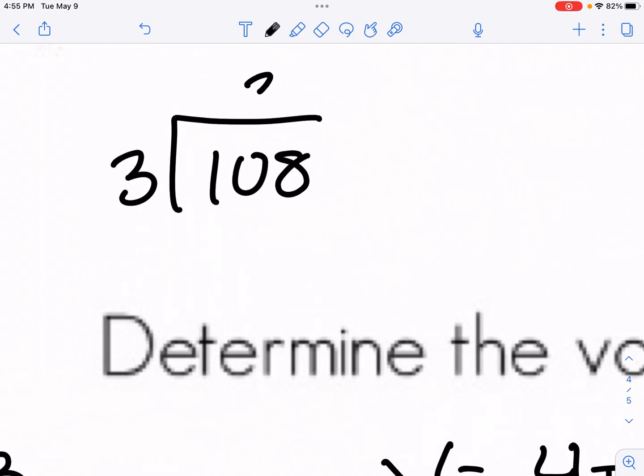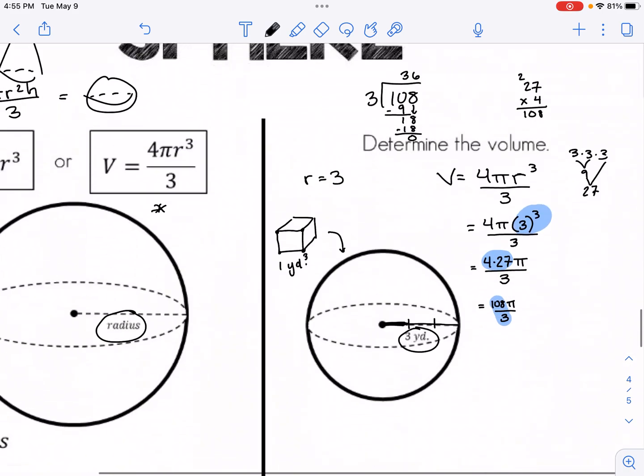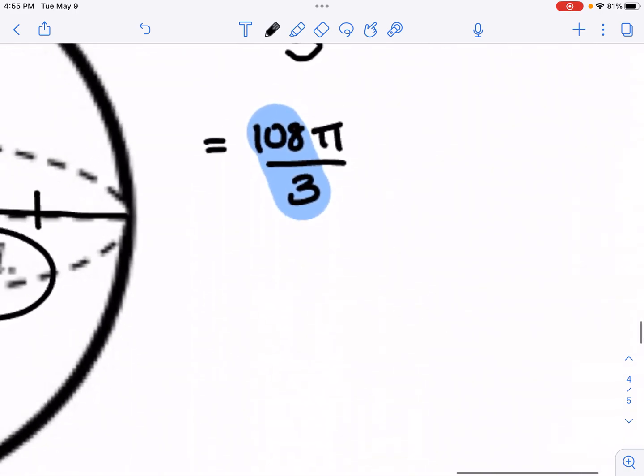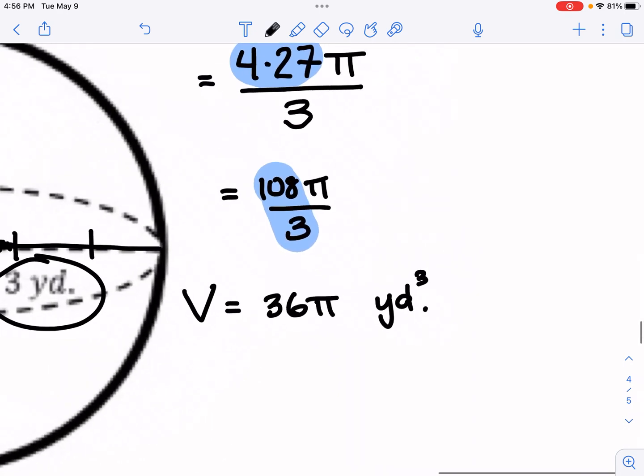3 can go into 10 3 times. 3 times 3 is 9. 10 minus 9 is the remainder of 1. And bring down this 8. 3 can go into 18 6 times, evenly with no remainder. So it looks like we have 36 as our answer there. One of our final answers is V equal to 36 pi, and this is cubic yards.